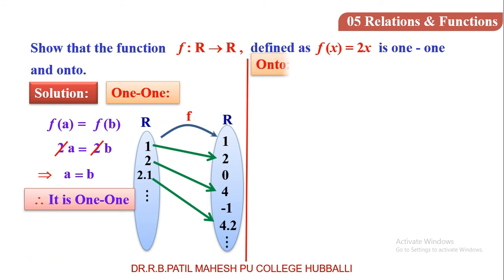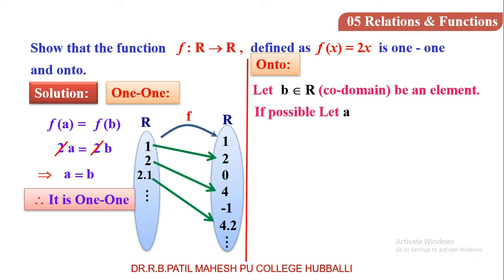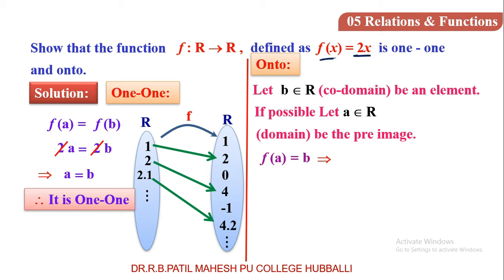Next for onto, very important. Dear students, let us say b belongs to the set of real numbers. Say it is a codomain, b an element. If possible, let a belongs to the R, means domain, be the pre-image of b. f of a is equal to b. This is the way of expressing the function. f of a, according to this, f of x equal to 2x will be 2a is equal to b. Then if I solve for a, I get b by 2.